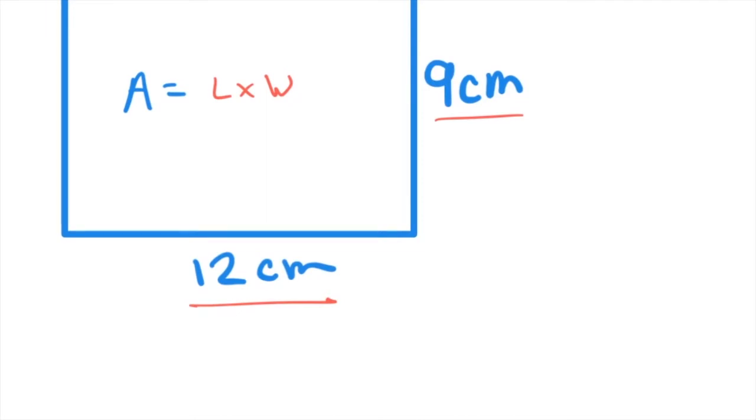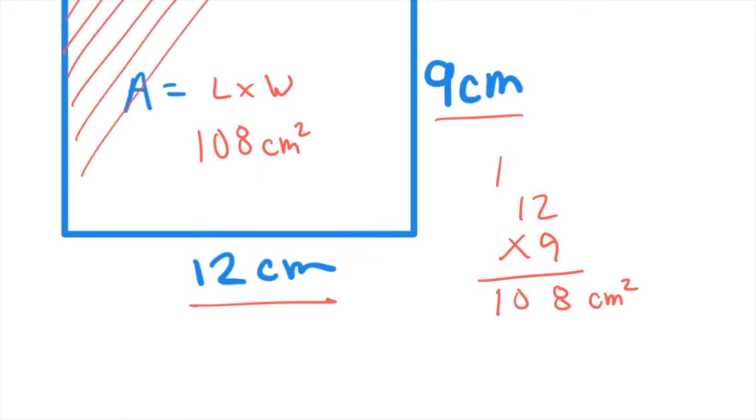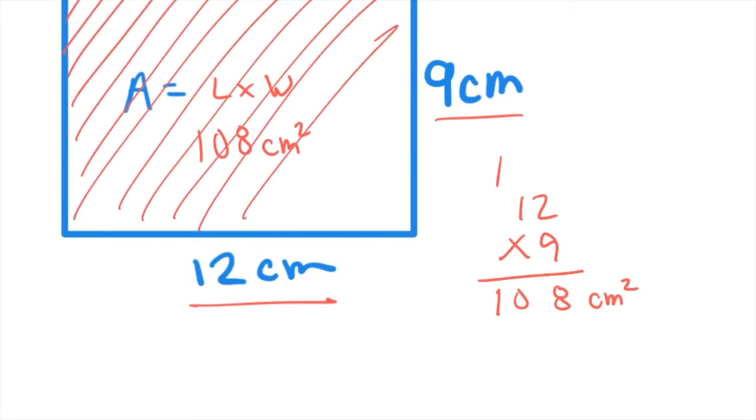We have 9 times 12, which gives us a measure of 108 centimeters squared. We're measuring in 2 dimensions, so our area is 108 centimeters squared. The inside space that this rectangle takes up, or the space in 2 dimensions that we're measuring here, is 108 centimeters squared.